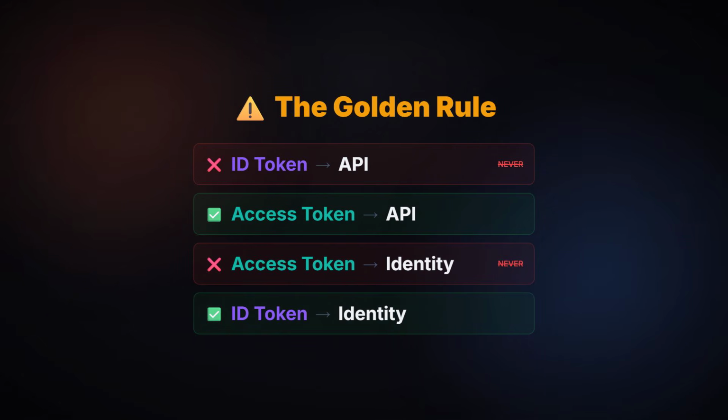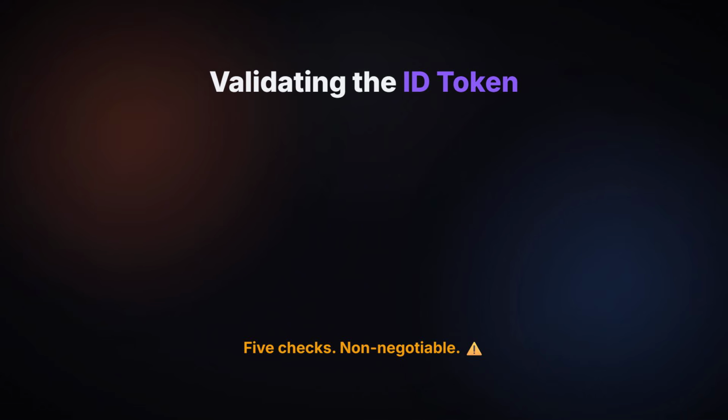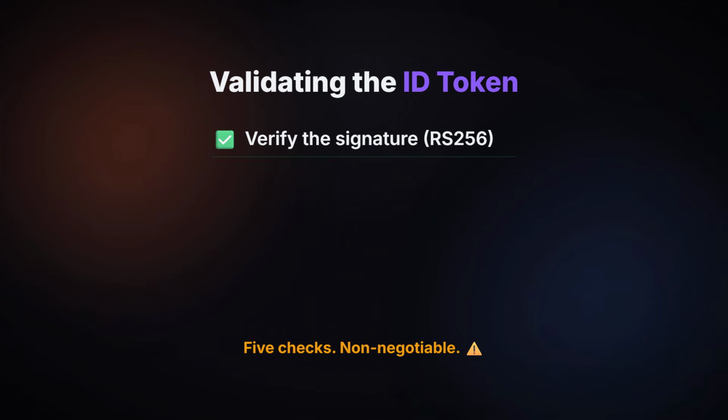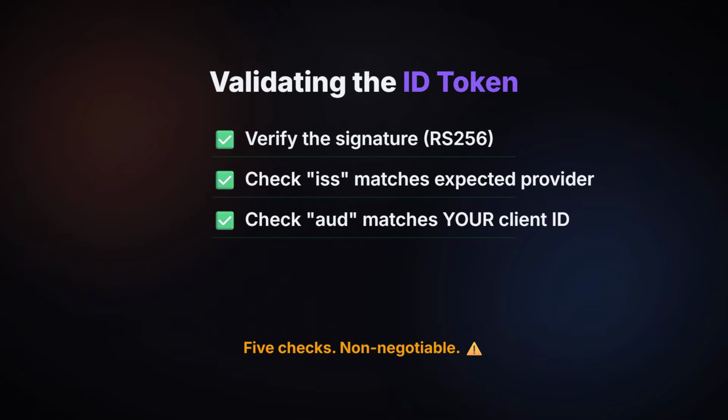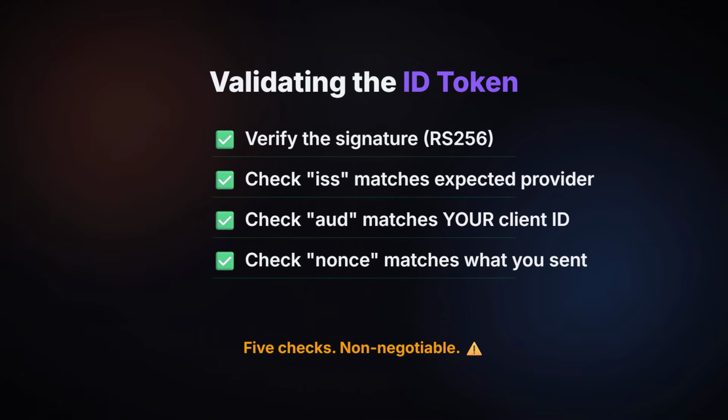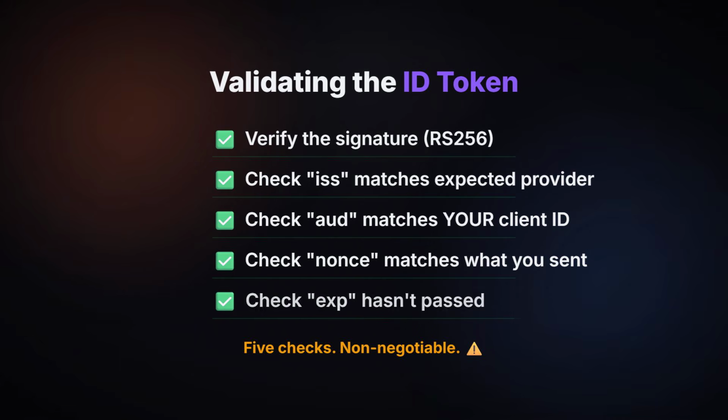Before your app trusts an ID token, you must validate it. 5 checks, non-negotiable. 1. Verify the signature using the provider's public keys, RS256. 2. Check the ISS claim matches your expected provider. 3. Check the AUD claim matches your client ID. 4. Check the nonce matches the one you sent. 5. Check the EXP hasn't passed. Skip any of these and you're vulnerable.